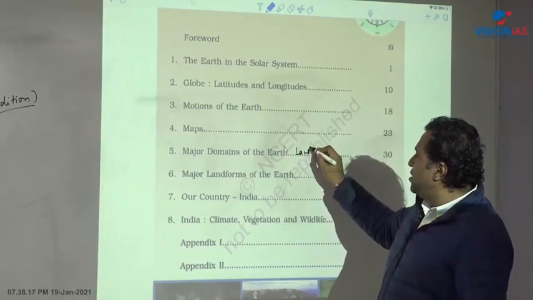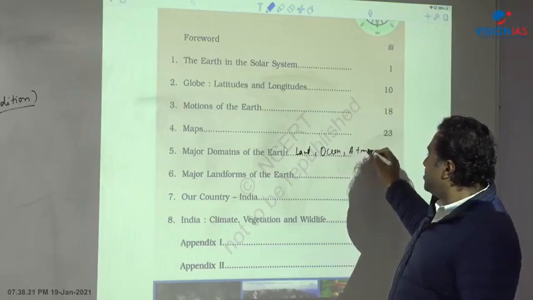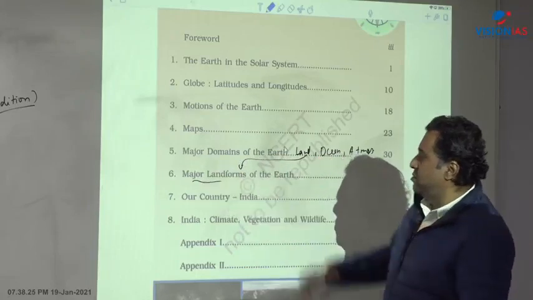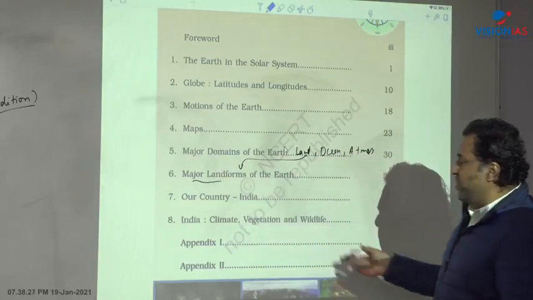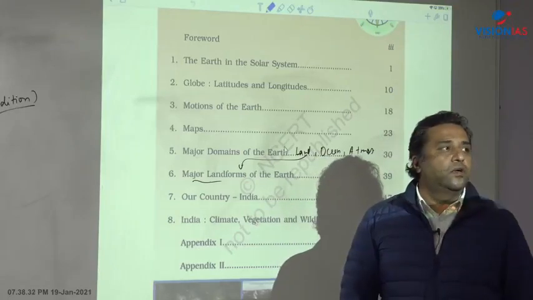Land, oceans or water bodies and atmosphere. Then on the land, major landforms. Okay, and then they will talk of India and all that. So this is how the NCERT goes. Class 6 NCERT goes like this.